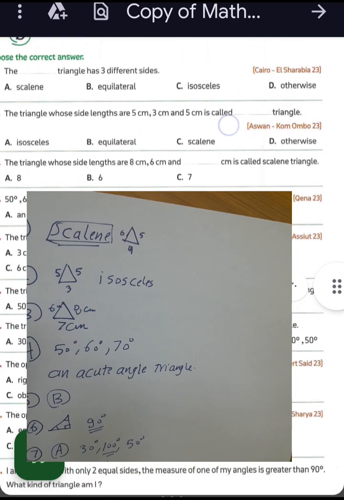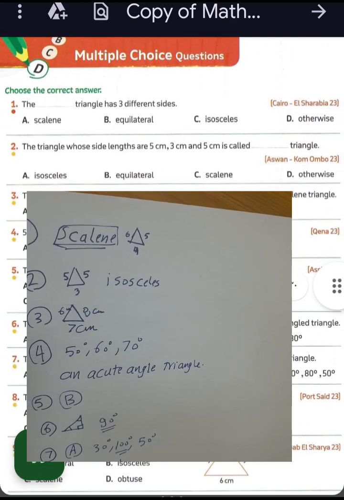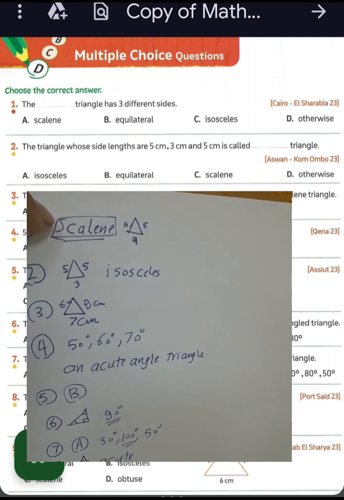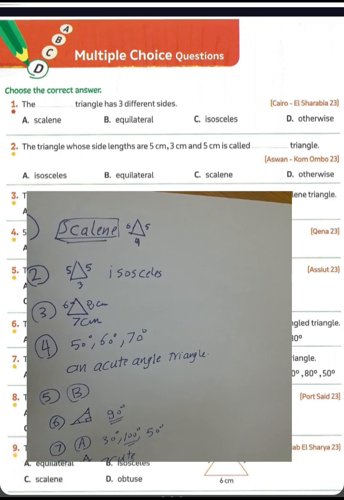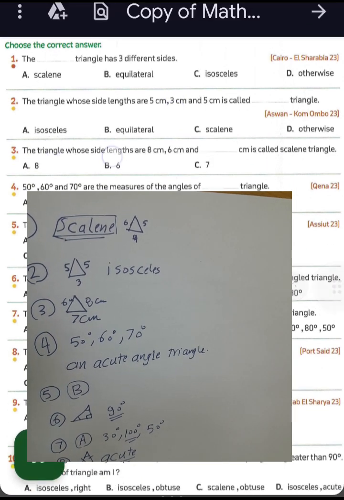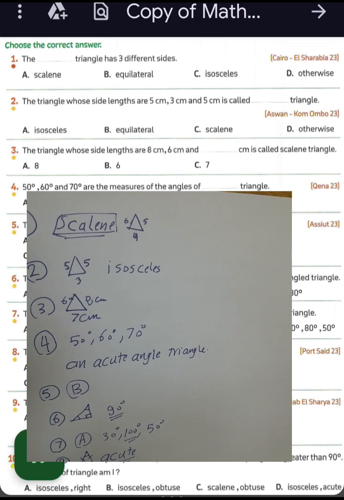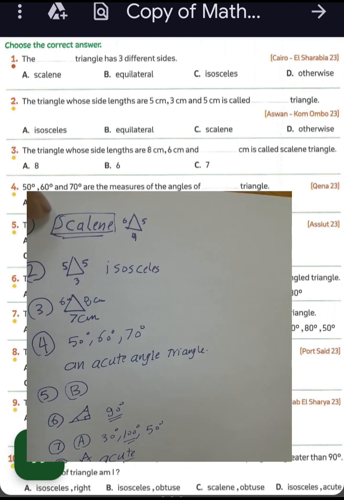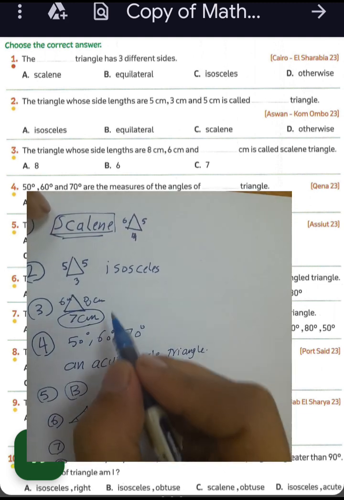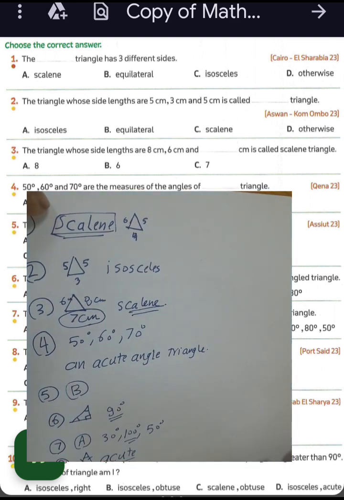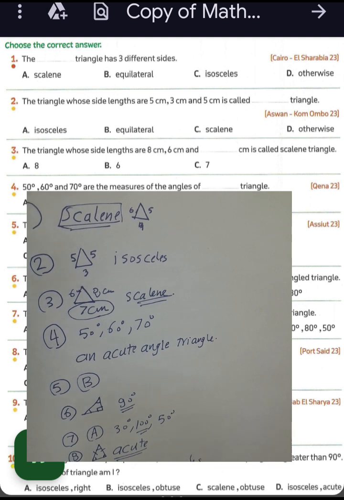Again, question number 1. The blank triangle has three different sides. We call it scalene. Question number 2. The triangle whose side lengths are 5, 3, 5 centimeters, we call it isosceles. Number 3. The triangle whose side lengths are 8 centimeters, 6 centimeters and blank, we call it scalene. We must choose 7 because he tells us it is a scalene triangle. Scalene means all sides are different, or all sides are not equal in length.